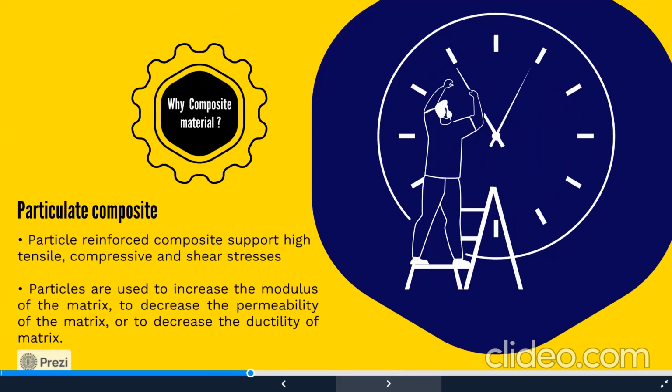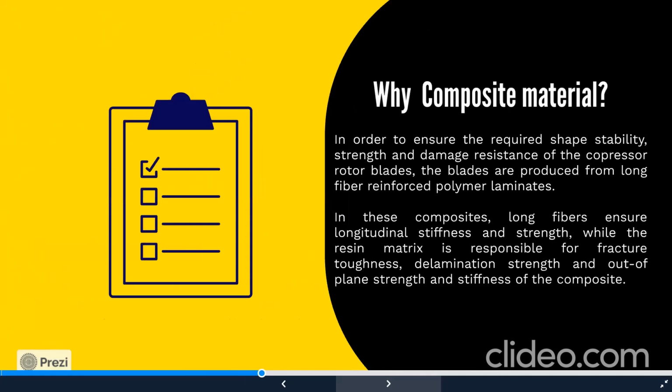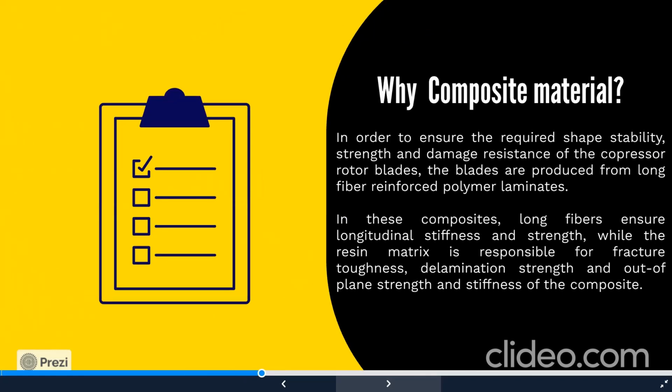Particle composite, and why we are going to use the composite material. In order to ensure the required shape stability, strength, and damage resistance of the compressor rotor blades, the blades are produced from long fiber reinforced polymer laminates. In this composite, long fiber ensures longitudinal stiffness and strength, while the resin matrix is responsible for structural toughness, delamination strength, and out of plane strength and stiffness of the composite.